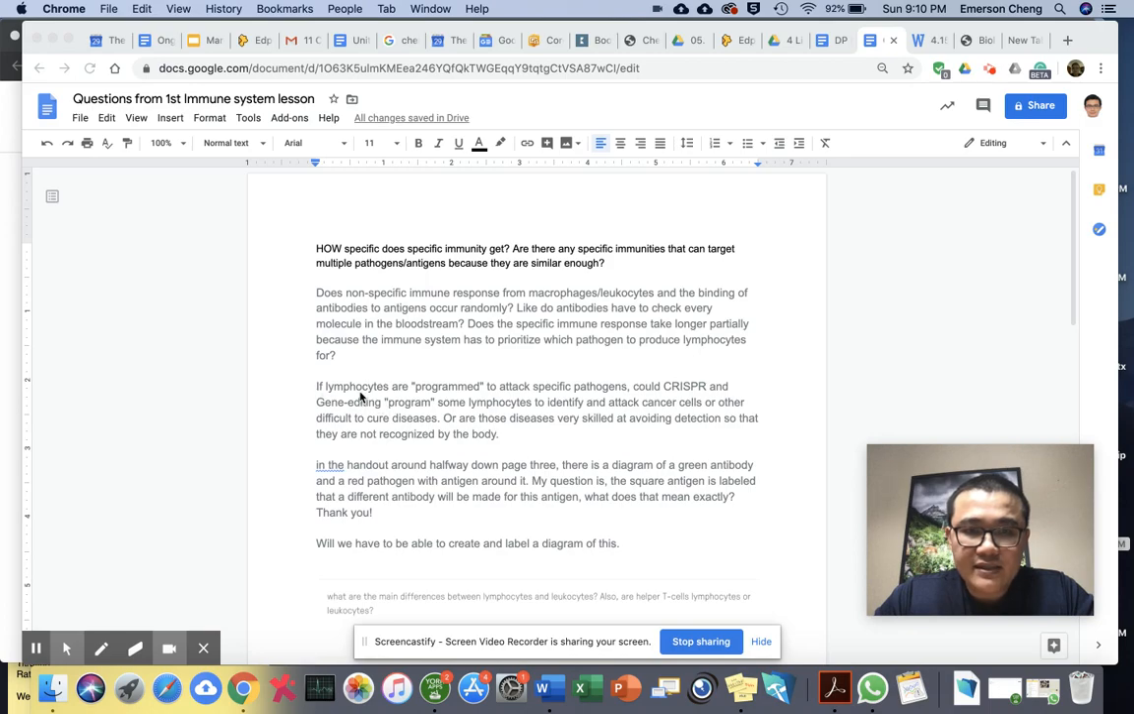If lymphocytes are programmed to attack, yes, potentially yes. Or are these cells very good at avoiding detection? Yeah, that too. Both of them are true.